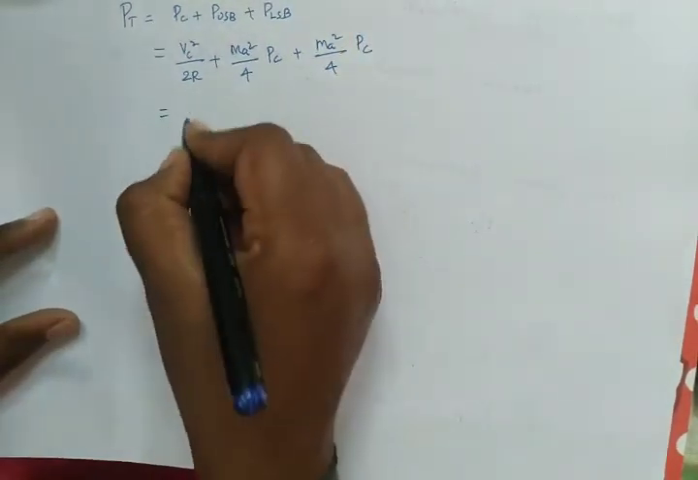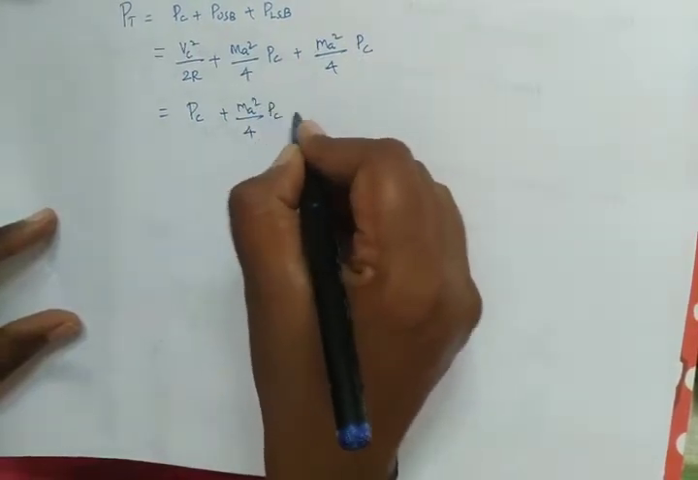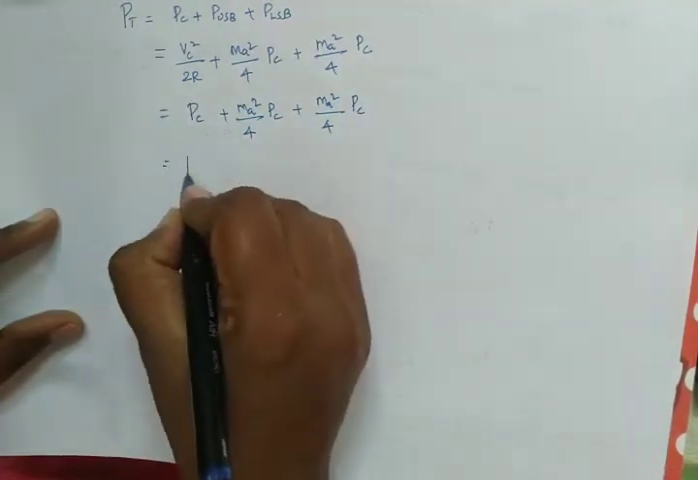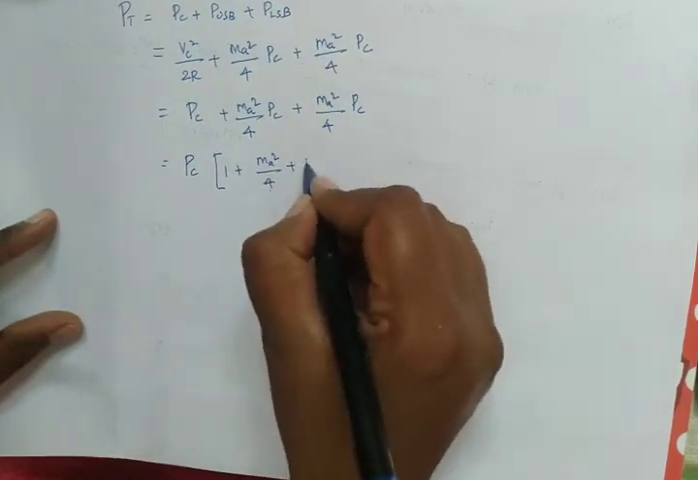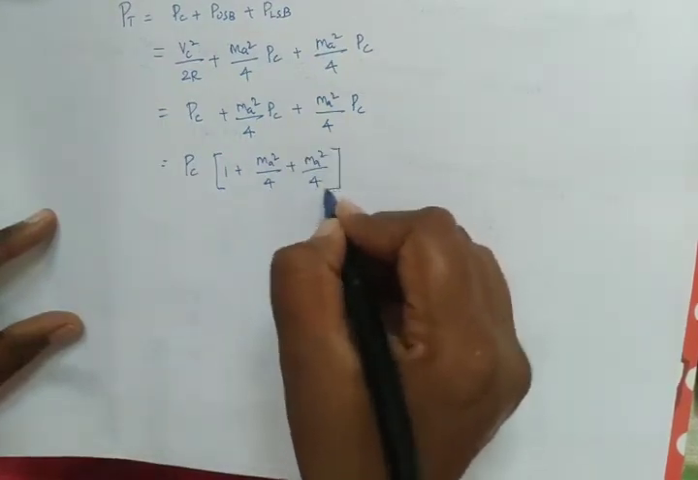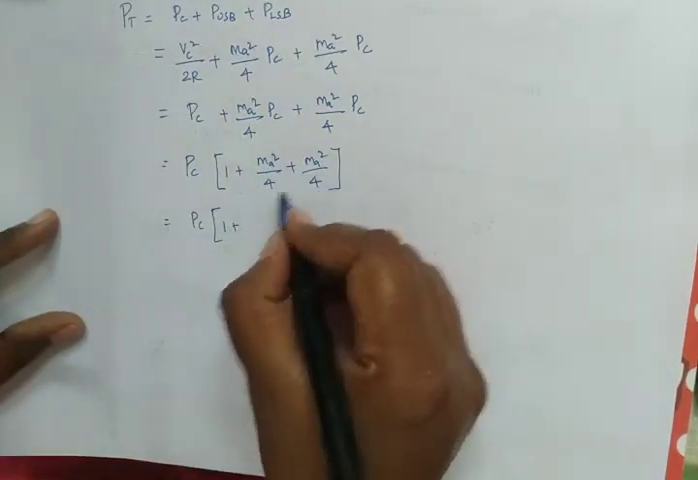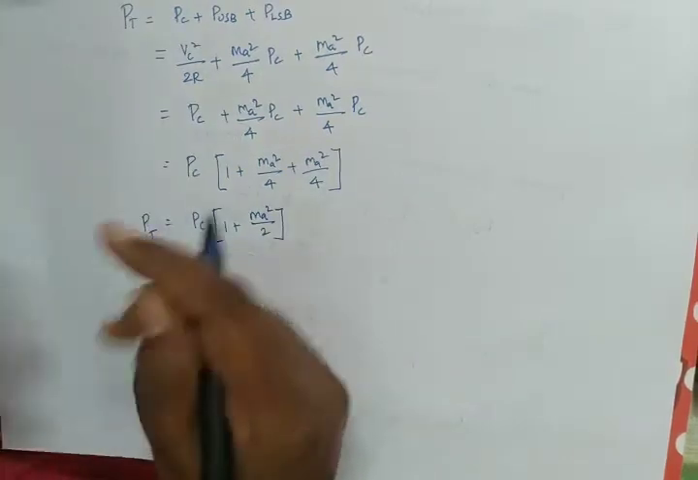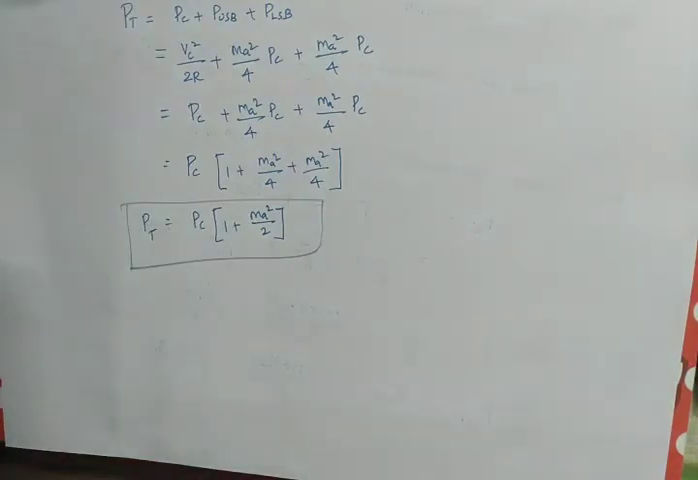And now we know this is PC, carrier power, plus here we have MA square by 4 PC plus MA square by 4 PC. Now let us take this PC as common. So PC into 1 plus MA square by 4 plus MA square by 4. MA square by 4 plus MA square by 4 will become MA square by 2. Therefore our total power PT is equal to PC into 1 plus MA square by 2. This is how we have to find this total power.